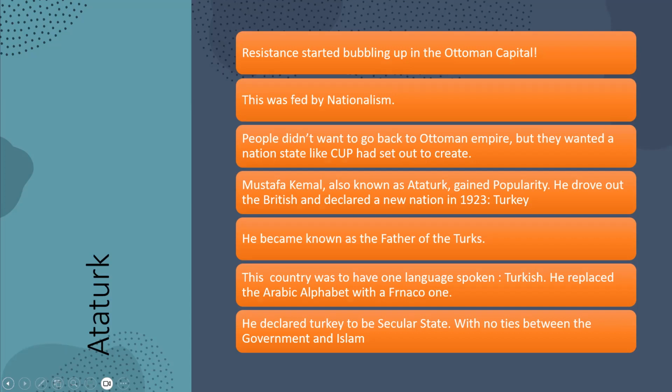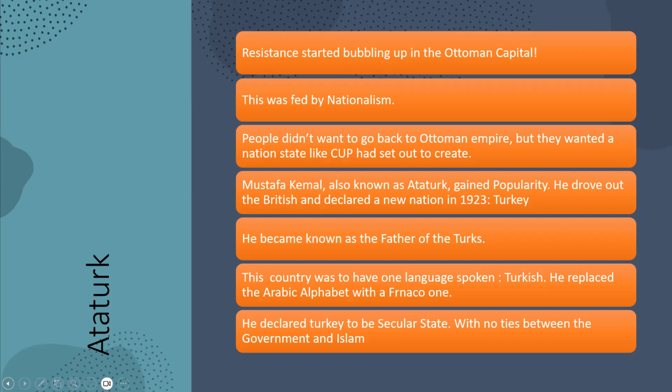Resistance started bubbling up in the Ottoman Empire. This resistance was fed by nationalism, right? The people did not want to go back to being an Ottoman Empire, but they wanted a nation state like the Kapp had set out to create. Now, Mustafa Kemal, he was known as Ataturk. He gained popularity. He drove out the British and declared a new nation state in 1923, Turkey. Then he became known as the father of the Turks.